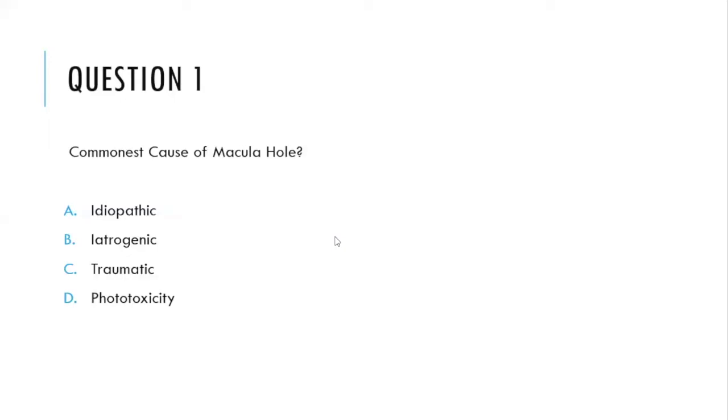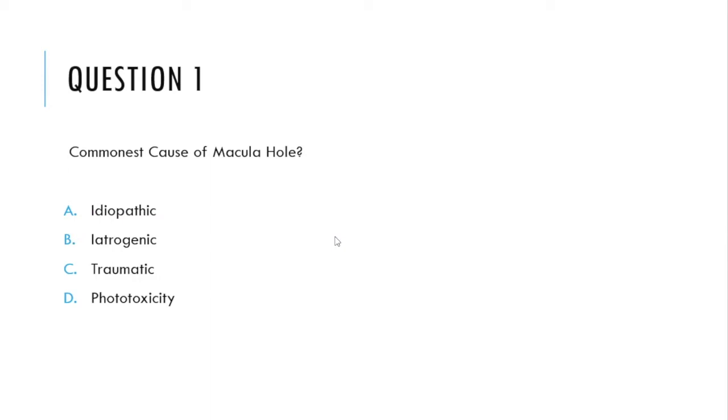Good. So I guess I should define that idiopathic is no particular cause or cause unknown, and iatrogenic is something causing it. Usually, you'd say iatrogenic is a doctor, a clinician causing a problem. And then there's traumatic and the phototoxic, so light injury or laser injury.